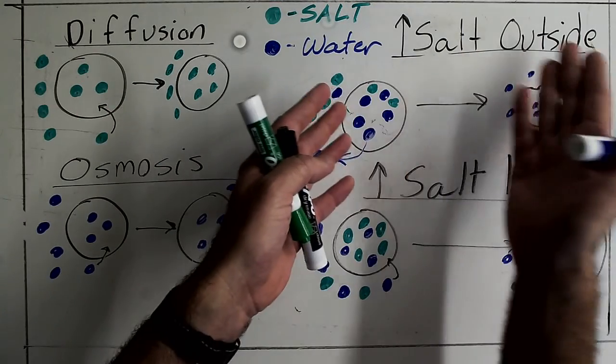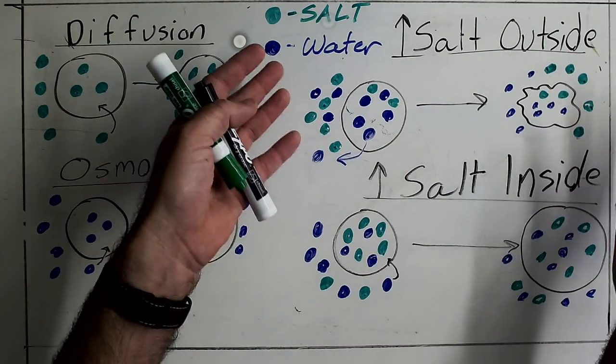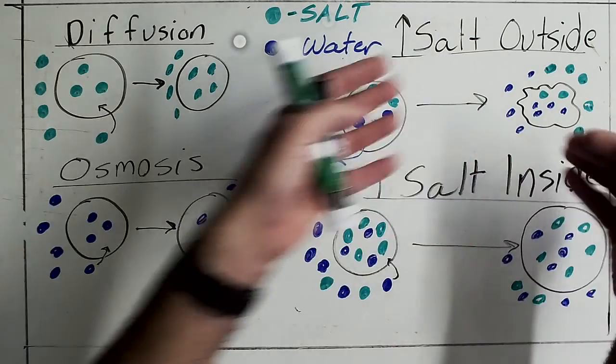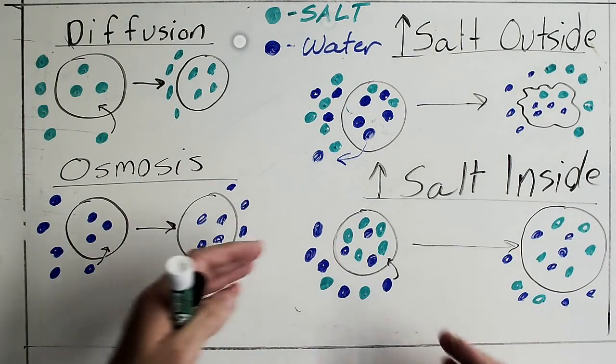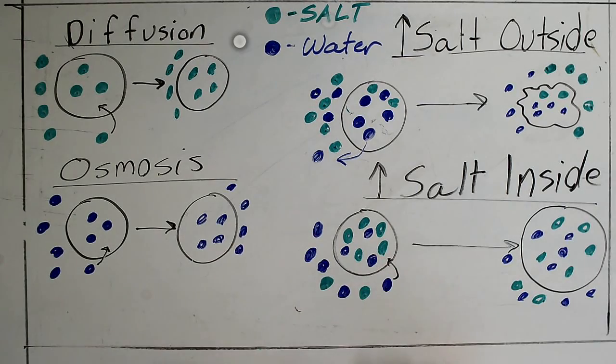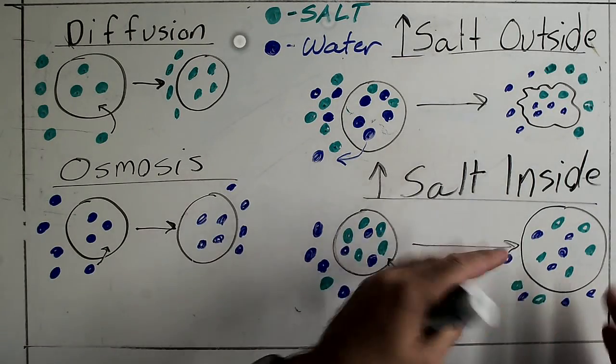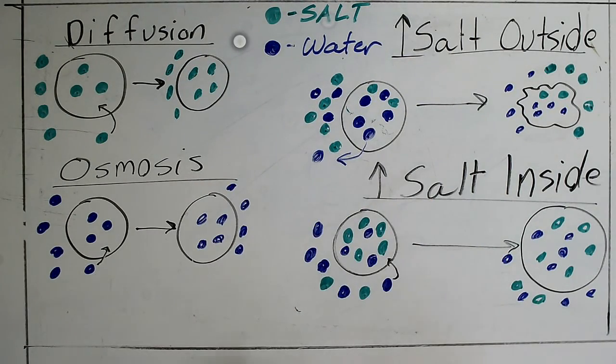That's it. Increased salt outside, you get thirsty, water's coming out, your cells shrink. Higher salt on the inside, water goes in to become equal, and the cell ends up being bigger. I hope that helped.